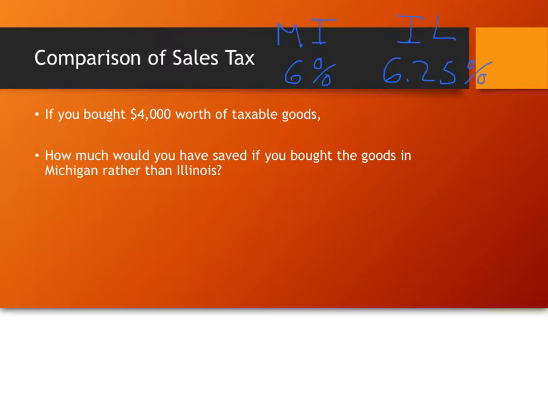This clearly makes me set up two competing scenarios. One where I buy the car in Michigan, or buy the whatever in Michigan, and the other where I buy the thing in Illinois. So we're going to do that. Remember, this is $4,000 of taxable goods. And we're going to do that on the next slide because this slide will be a little bit cramped for room.